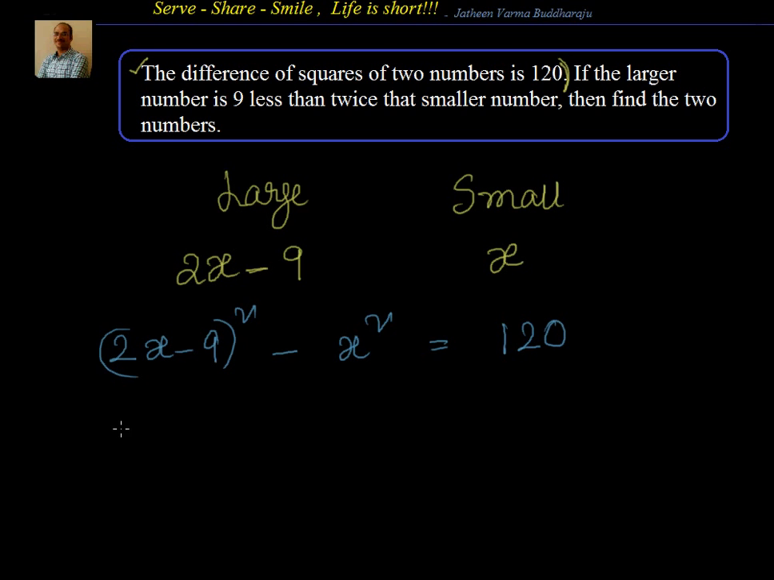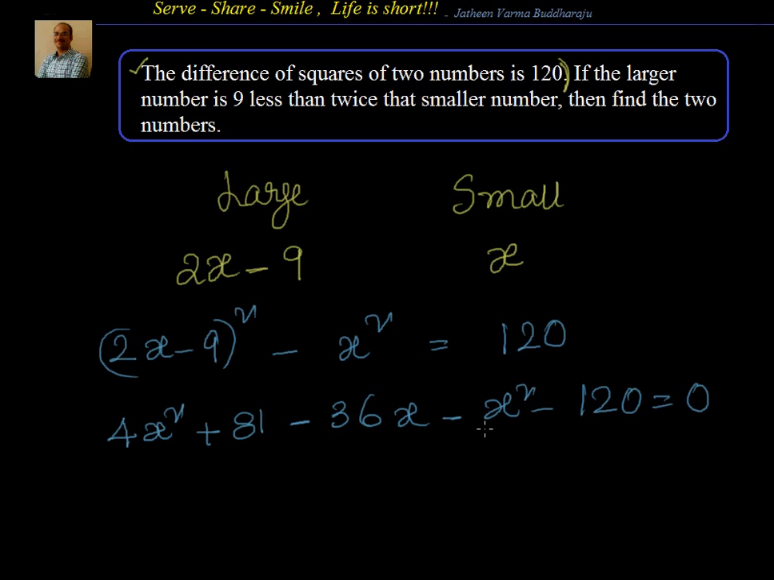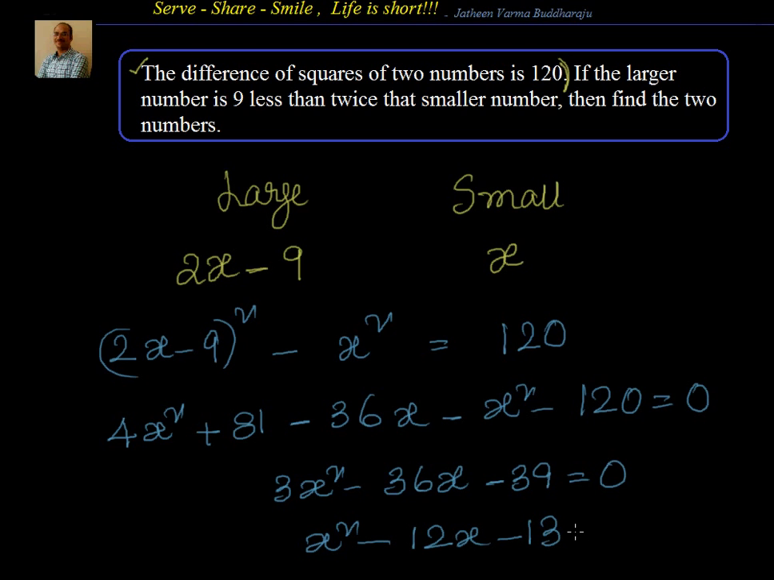Now simplify this. (a minus b) whole square formula: a square, 4x square, plus b square, 81, minus 2ab, that is 2 into 9 into 2x, minus 36x, minus x square minus 120 equal to 0. Or can I say 3x square minus 36x minus 39 equal to 0, or x square minus 12x minus 13 equal to 0. Now this seems to be easy.